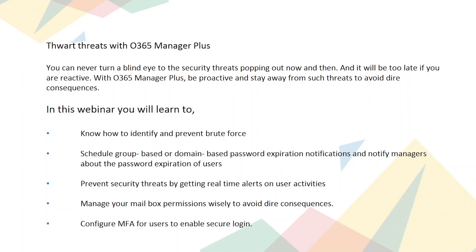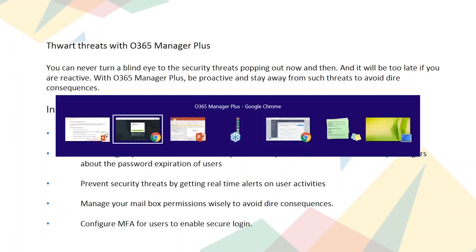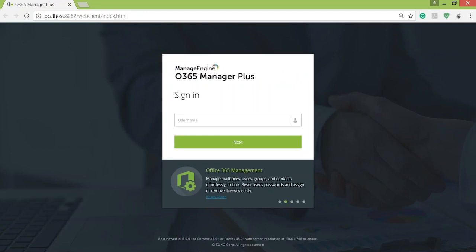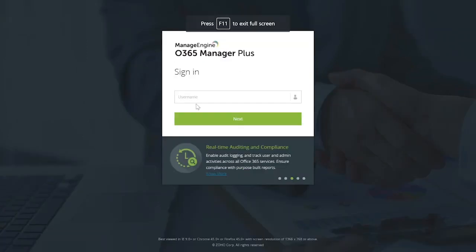It is really difficult to identify such failed attempts in the native platform because you have to filter out the data from the audit logs. But in O365 Manager Plus, we provide a dedicated report for this purpose. So I think we can jump into the console of O365 Manager Plus, which will be easier to show you. I'm jumping into the O365 Manager Plus console. Okay, this is it. I'm logging into the admin console. So I'm entering the username and password.